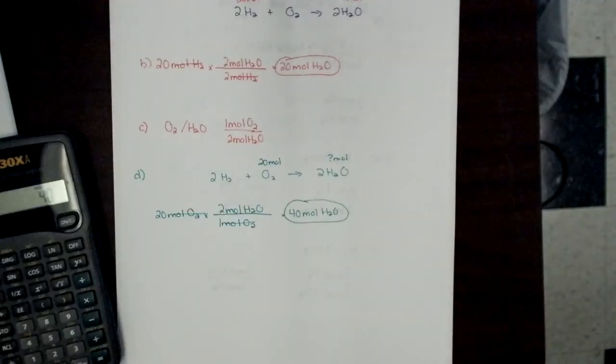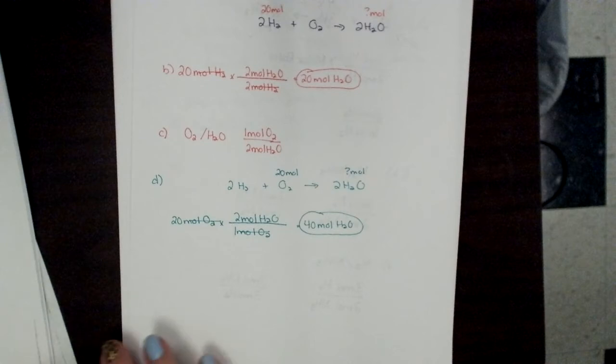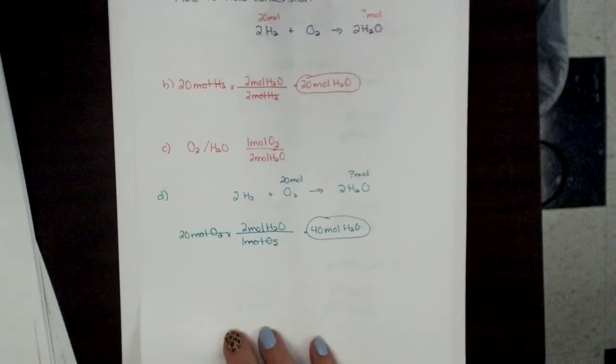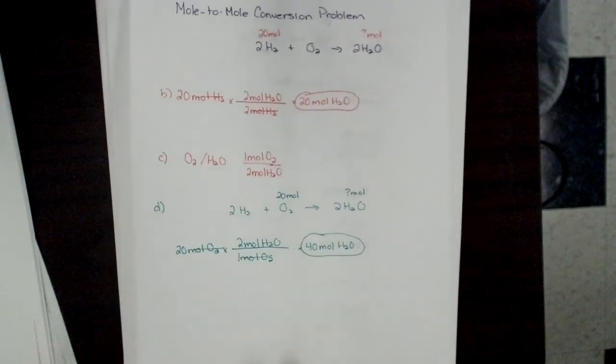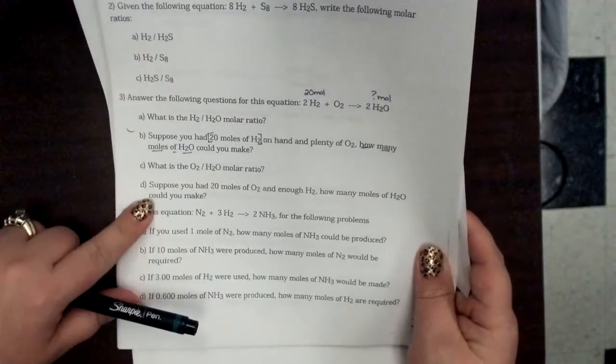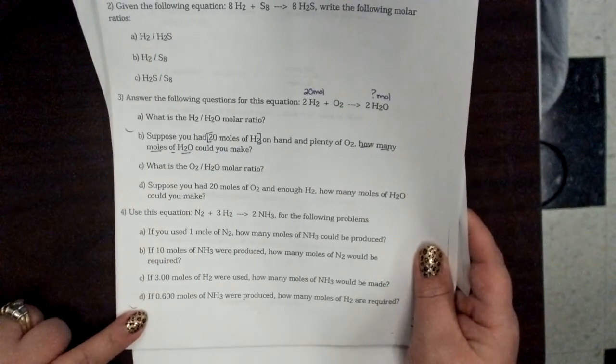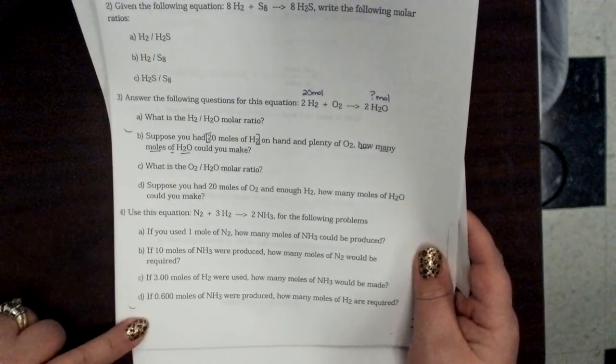Pretty easy, huh? Okay, so what I want you to do is, in just a second, I'm going to have you pause this video, and I want you to go on to number 4 at the bottom of page 3. And I want you to work out number 4, A through D, and then hit play again, and you can watch me work them out, okay? So in 3, 2, 1, pause.